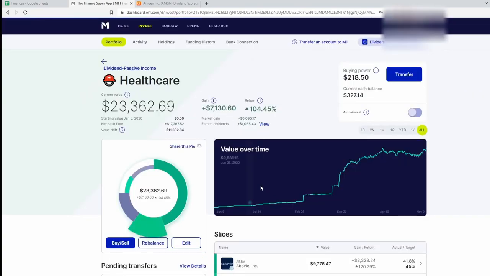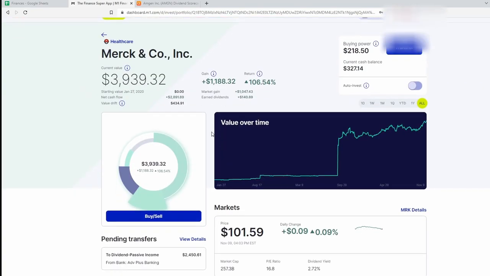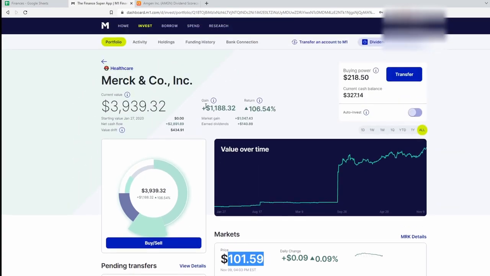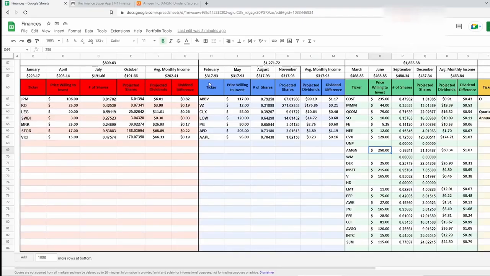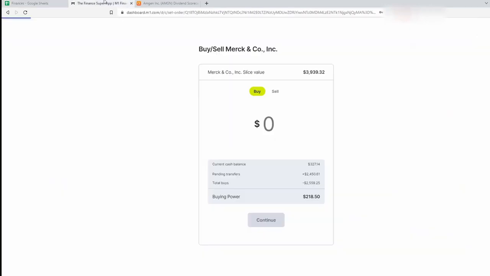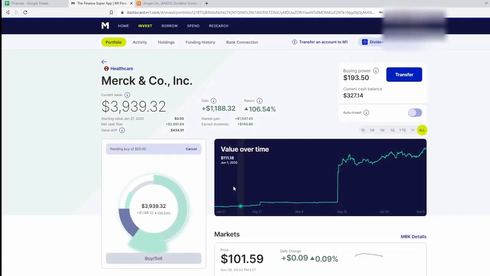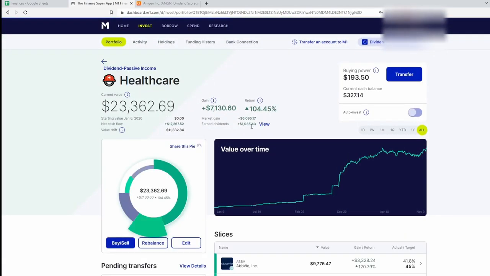But yeah. Next, we got Merck, another overperformer. Take a look at this. Average share price of $74, current of $101.59, up $1,188, 106.54%. Insane. So how much are we going to buy for this one? Let's see if I can find it. Merck is over here. Oh, okay, it's only $25, so that's perfectly fine. Oh God, I really like those small payments. All right, we're done with Merck.